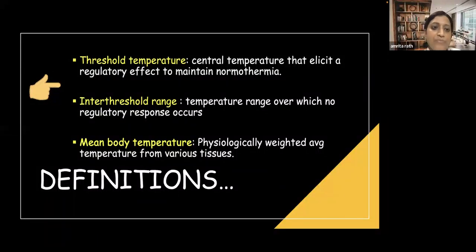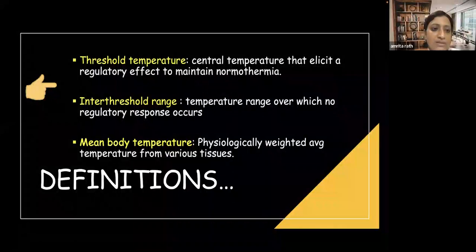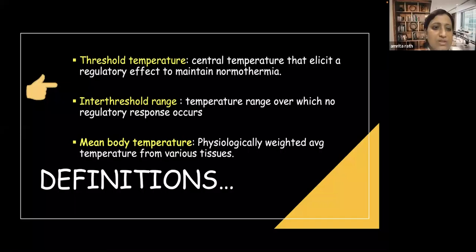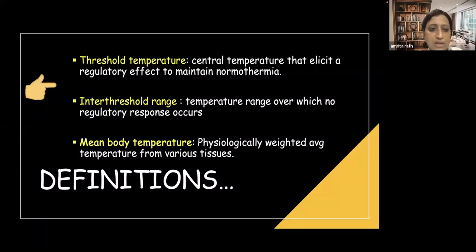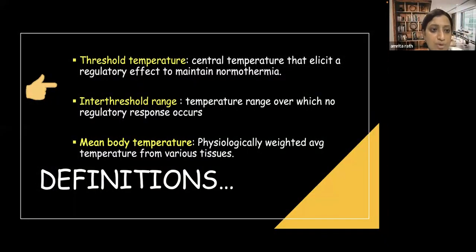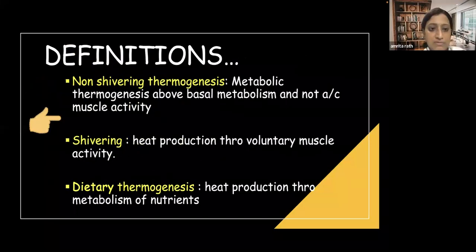That means now my body is at 36 degrees. I move to 36.1 degrees. In that small range, nothing will change; I can adjust. Suppose I move to 38 degrees. At that time I will start feeling very warm, cutaneous vasodilation will start, and I will get sweating. So 36 to 36.1 is the interthreshold range in which nothing will happen. Above or below, something will happen.